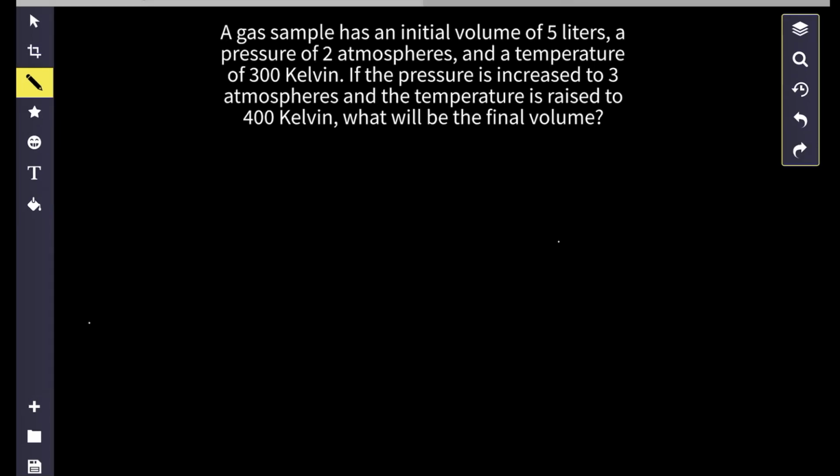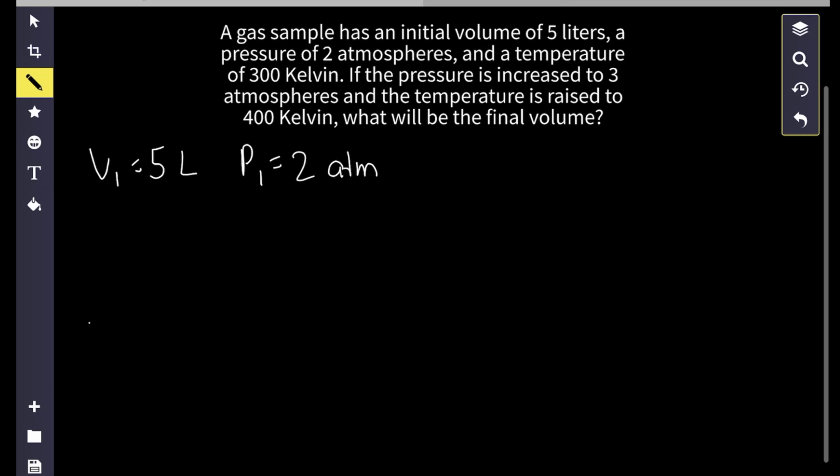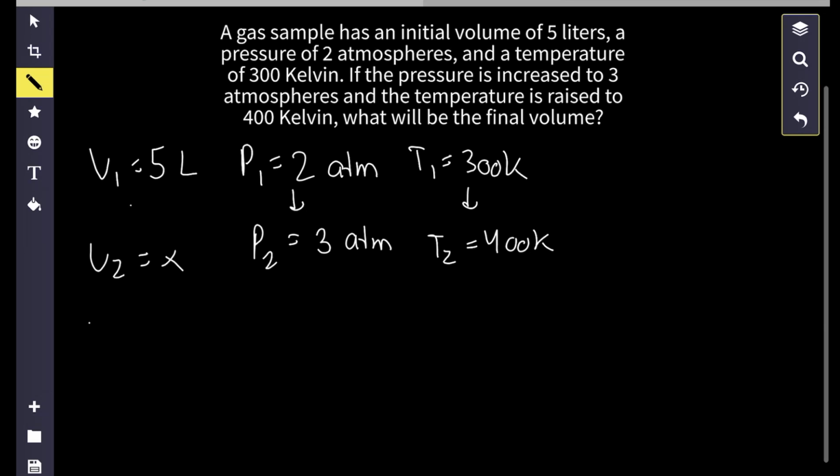A gas sample has an initial volume of 5 liters, a pressure of 2 atm, and a temperature of 300 degrees Kelvin. Let's write this down. Now, if the pressure is increased to 3 atm, and our temperature is increased to 400 degrees Kelvin, what will be our final volume? Everything is changing in this problem. Nothing stays constant. And when this happens, we're going to use the combined gas law.